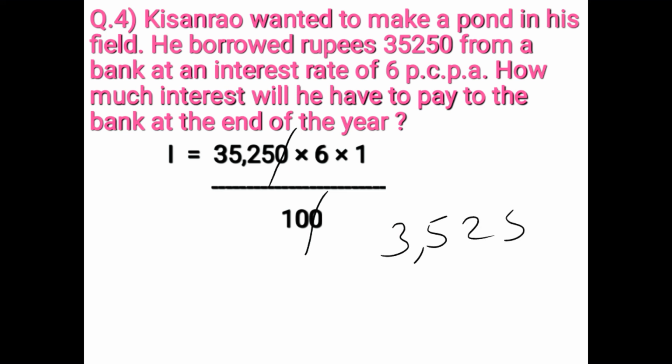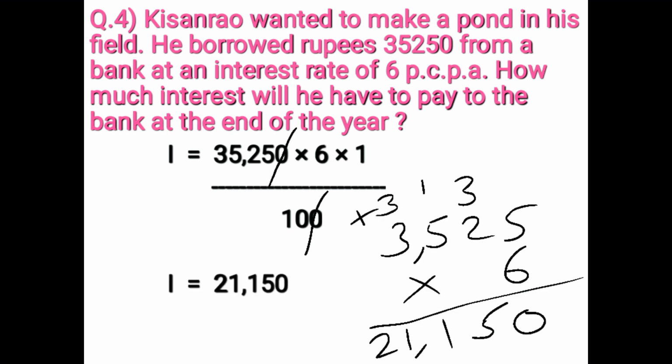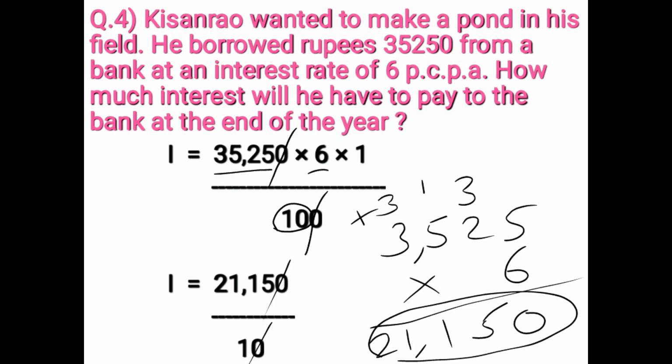3,525 into 6. 6 fives are 30. 6 twos are 12 plus 3 is 15. 6 fives are 30 plus 1 is 31. 6 threes are 18 plus 3 is 21. Next, interest is equal to 21,150 upon 10. Now this 10 is left here. So again you have to cancel this 0 and this 0. After multiplying this number, I am getting this answer 21,150.